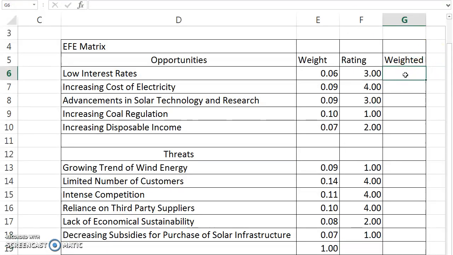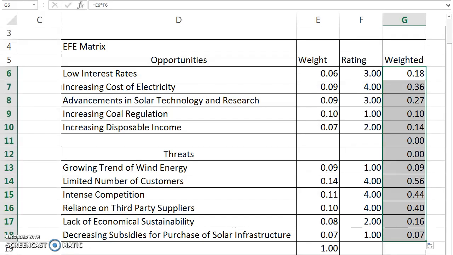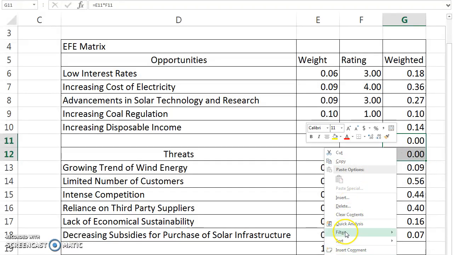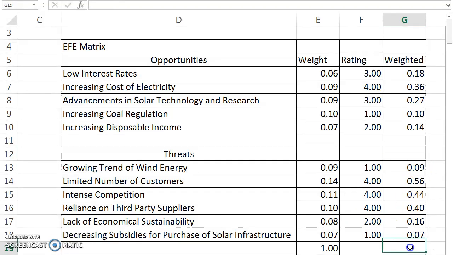Now, one of the last parts we do then is we're going to multiply the weight times the rating. So I will use the equal sign. I will click on the rating. I will use my asterisk to tell Excel that I'm going to multiply, and then I'm going to select rating, and there is my weighted average. And then what I'm going to do is just come right down and do the whole thing. Personally, I don't like these zeros, so what I'm going to do is highlight those and click clear contents to get rid of them.